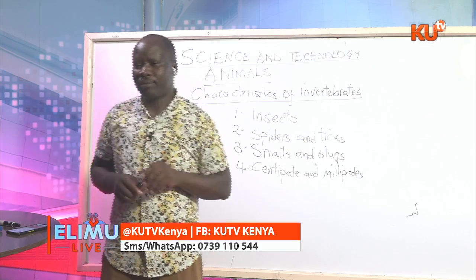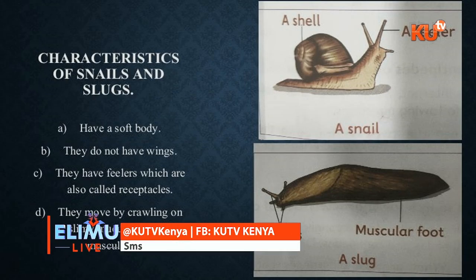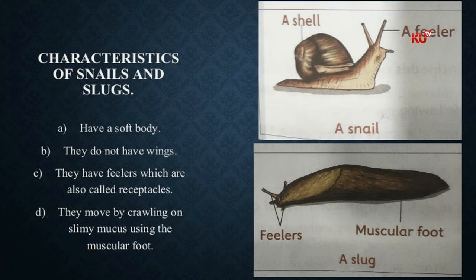The first thing, snails and slugs, their characteristics. They have a soft body. And you can see from our diagram, their bodies are very soft.